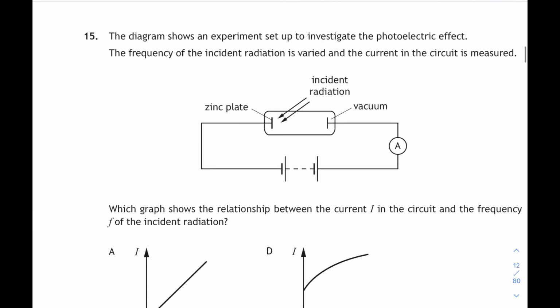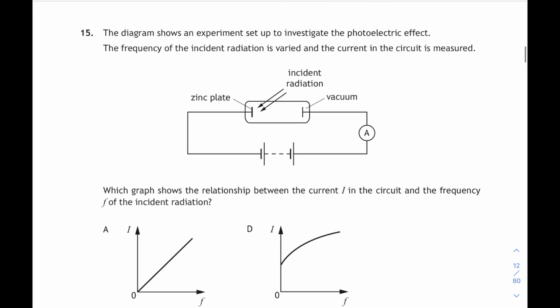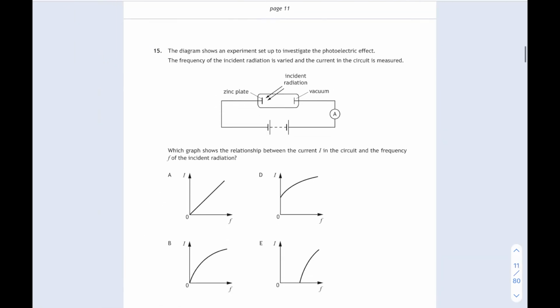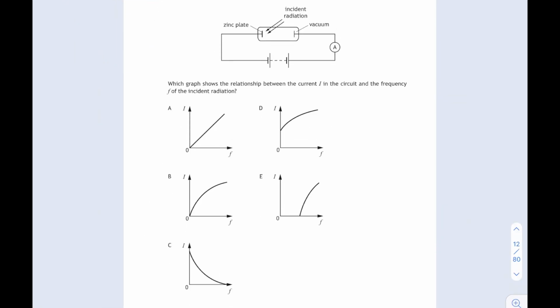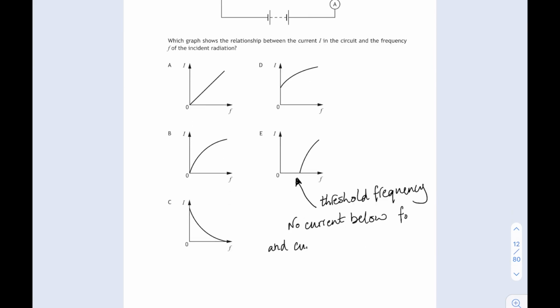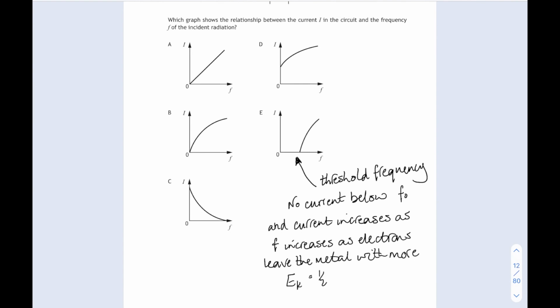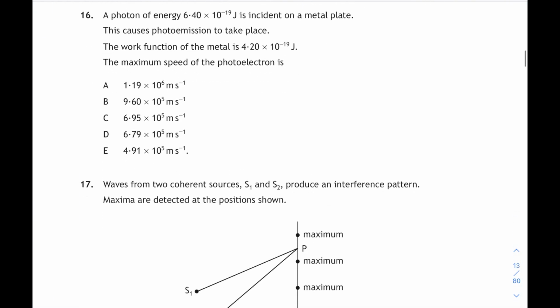Right, moving on. Question 15 is the photoelectric effect. There is light shining onto a zinc plate, and we are asked which graph shows the relationship between the current in the circuit and the frequency of the incident radiation. Well, remember, below a certain threshold frequency, no current flows. And that current will increase as the frequency is increased because the electrons will be ejected with more kinetic energy. That means the electrons will be moving faster, and that in turn will contribute to a higher current.